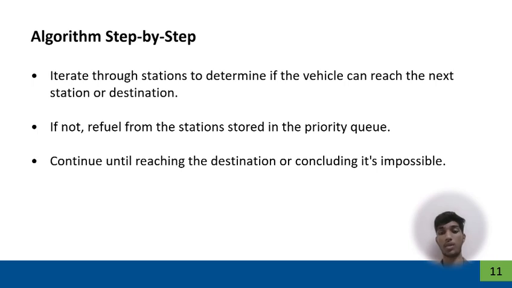Algorithm step by step. The algorithm works as follows. For each station, calculate how much fuel is needed to reach it. If the vehicle doesn't have enough fuel, refuel from the priority queue. Count each refuel operation as a stop. Add the current station's fuel to the priority queue. After processing all stations, check again if we can reach the destination. If at any stage we cannot move further and the queue is empty, we return -1.